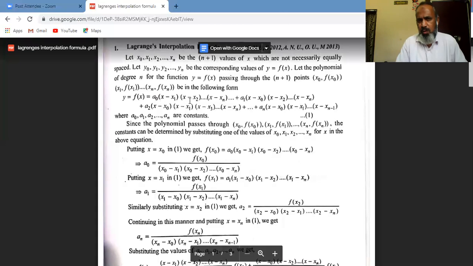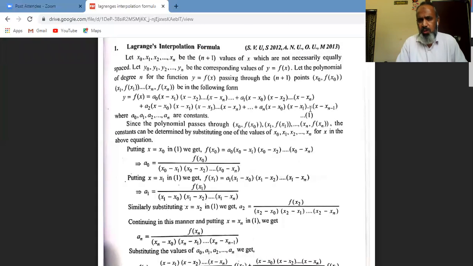We know x0, x1, x2, x3. So these x values we know, and if we substitute x is equal to x0, then we get y, that is f of x0.